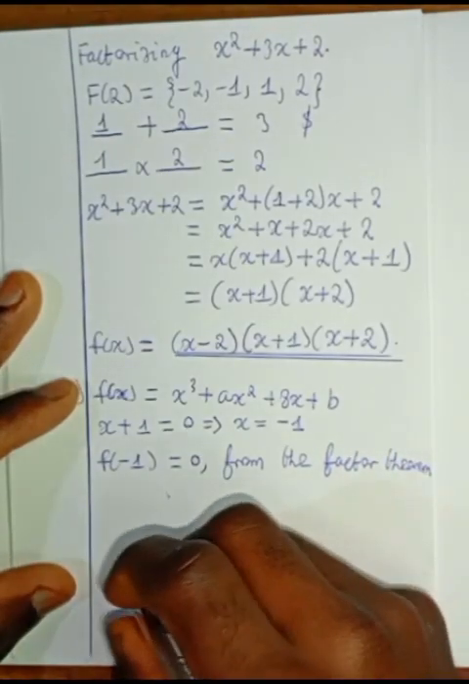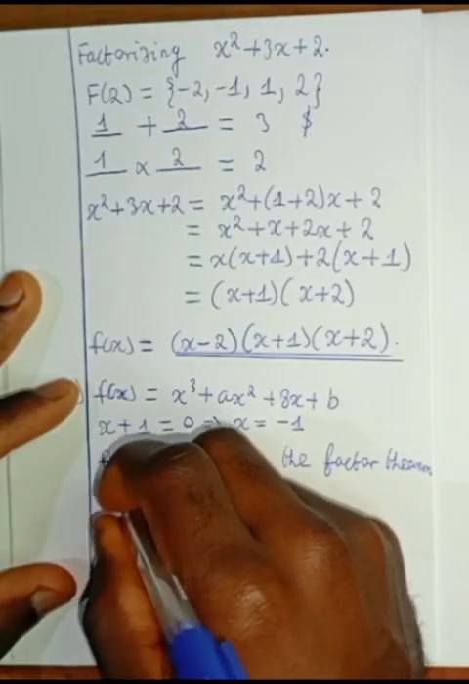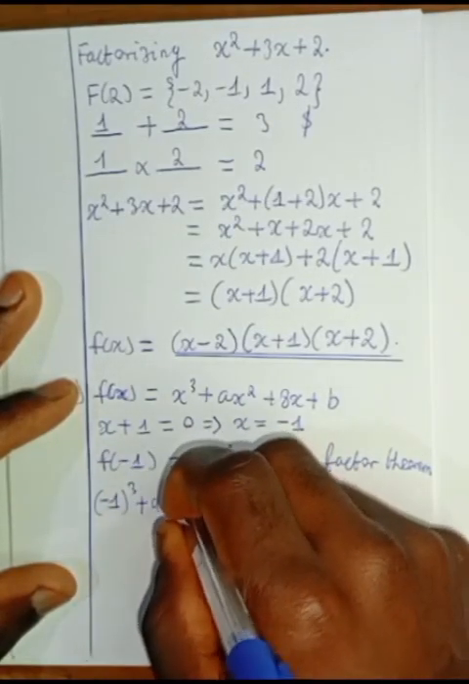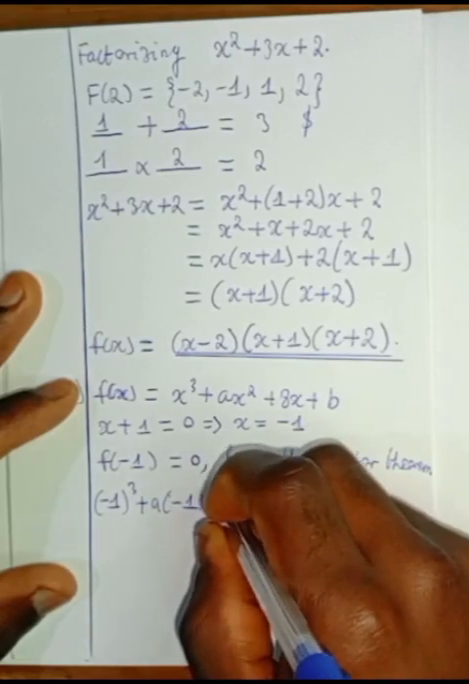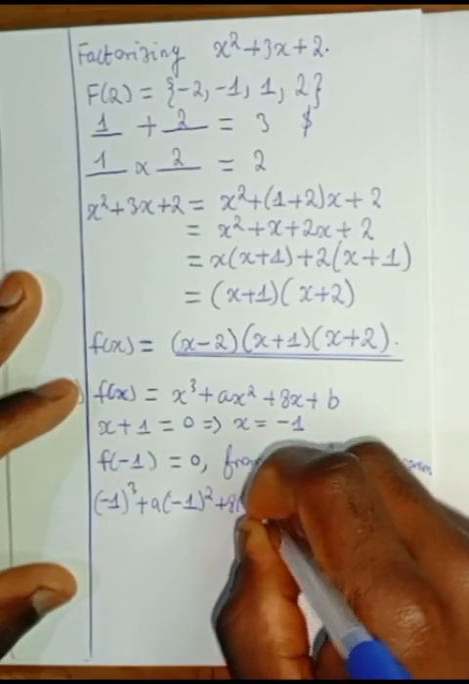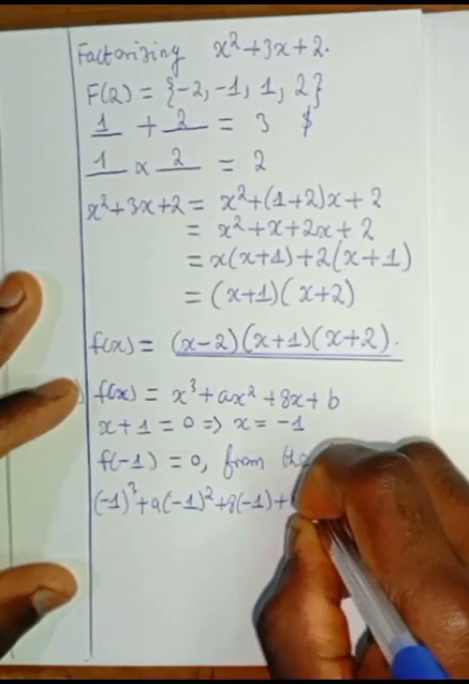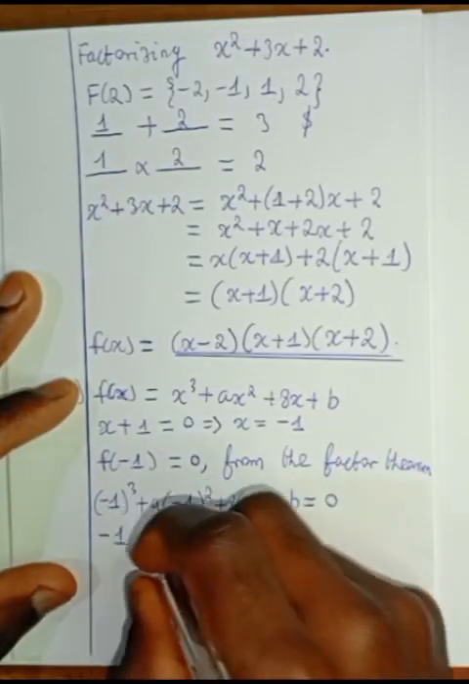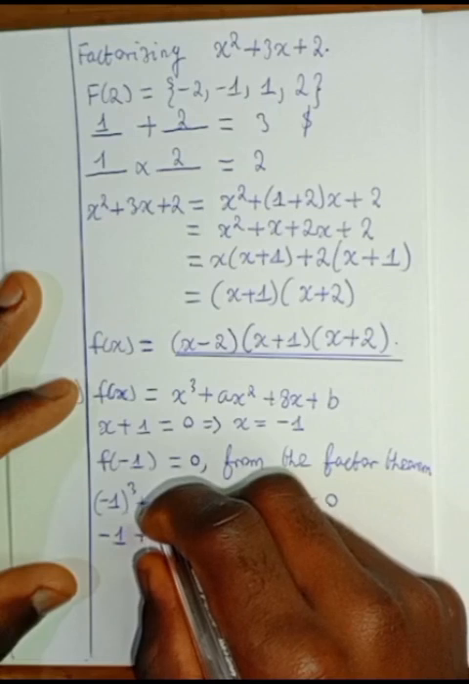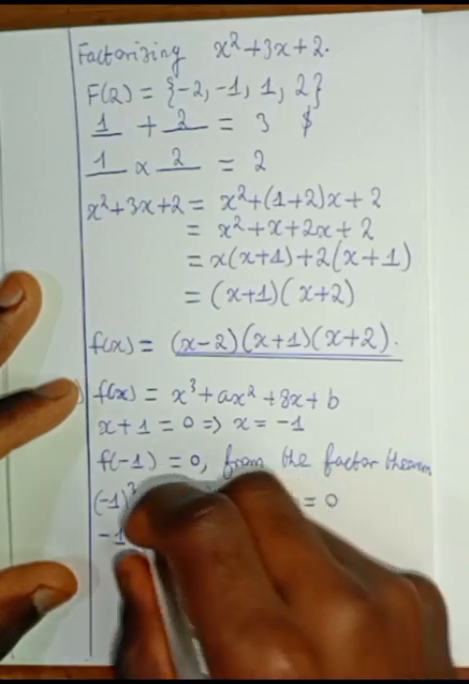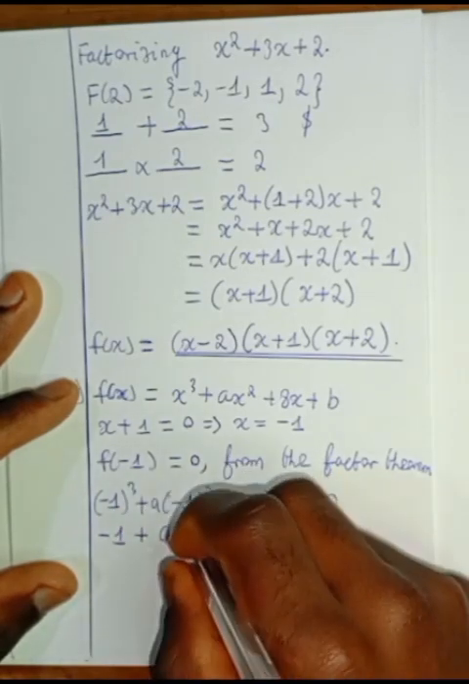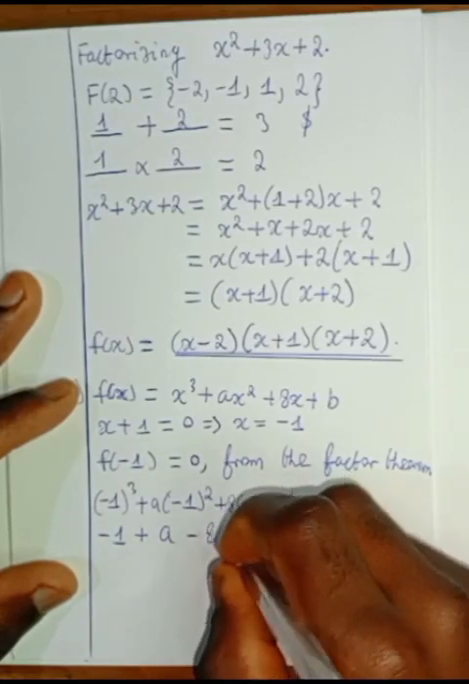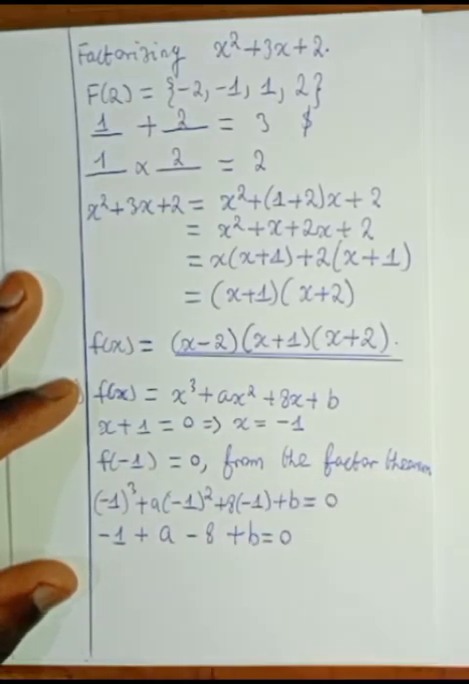So it therefore means -1 cubed plus a times -1 squared plus 8 times -1 plus b should be equal to 0. We know -1 cubed gives -1 plus -1 squared gives 1. A times 1 remains a. Positive 8 times -1 gives -8 plus b is equal to 0.